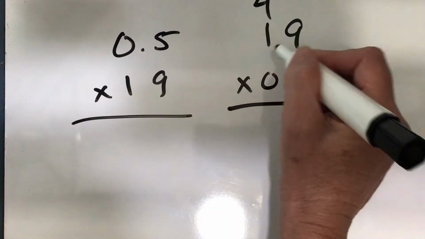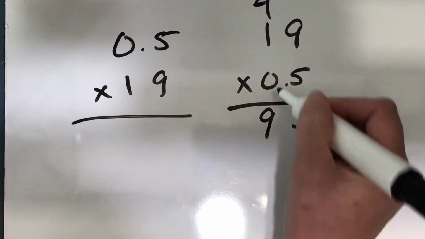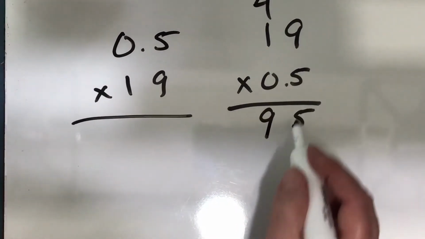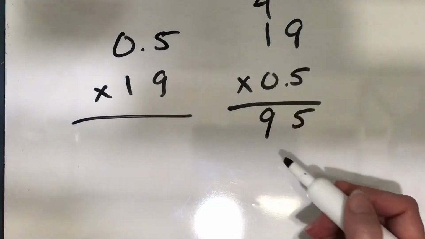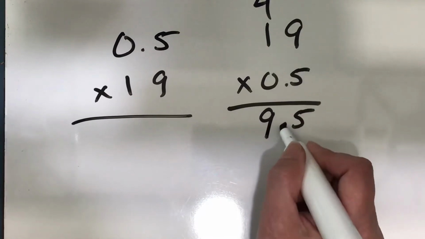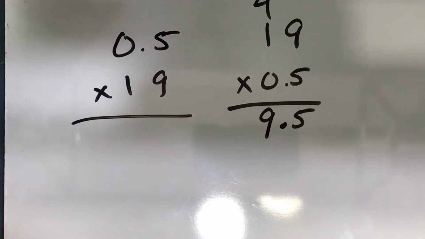Okay, and 5 times 9 is 45. 5 times 1 is 5 plus 4 is 9. And this was all going to be 0, so we don't have to multiply again. Okay, so like I said, you just multiply like it's whole numbers, and then you put your decimal point in. So I have one digit after the decimal point, so 9 5/10.